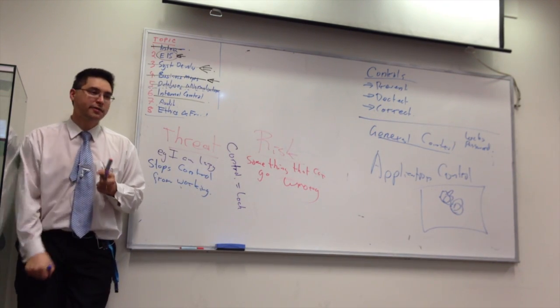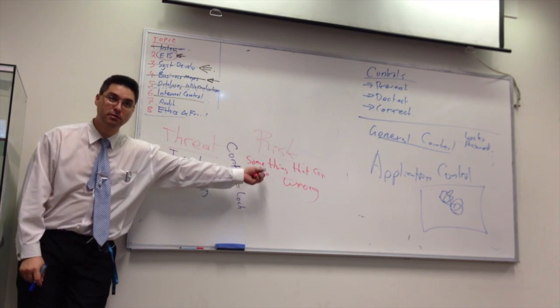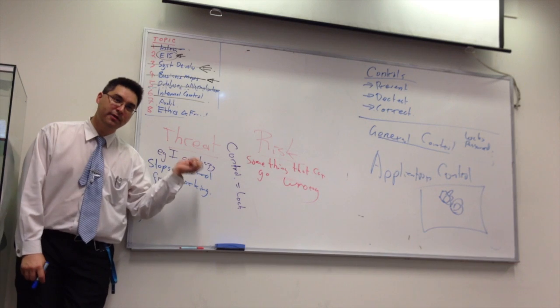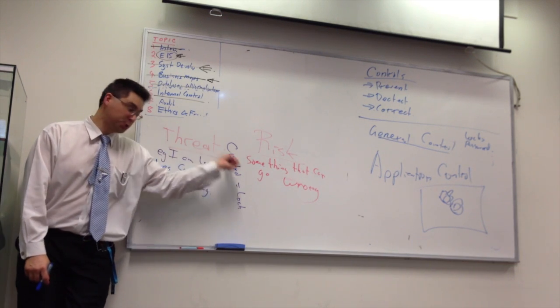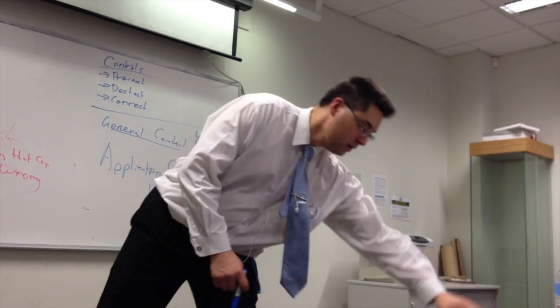Risks are things that can go wrong. Controls try to control that. Threats are things that will stop the control from doing the job that it should. Okay. Good enough.